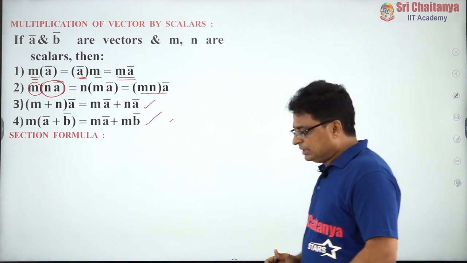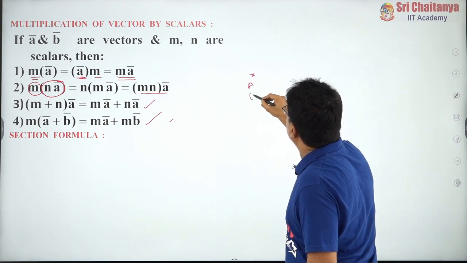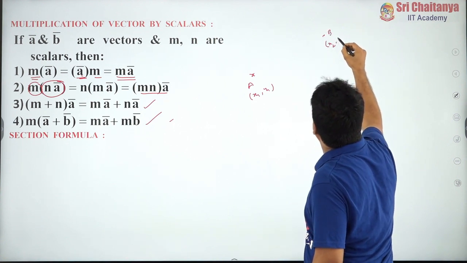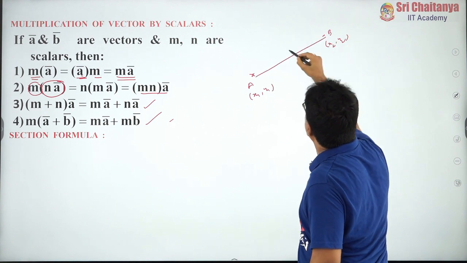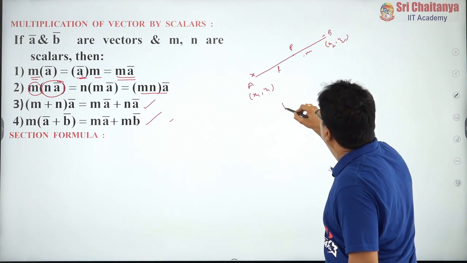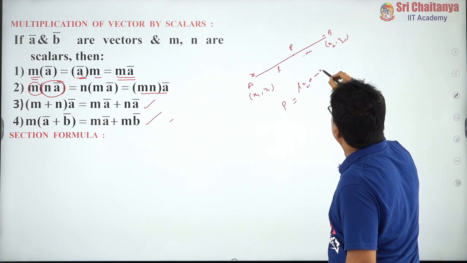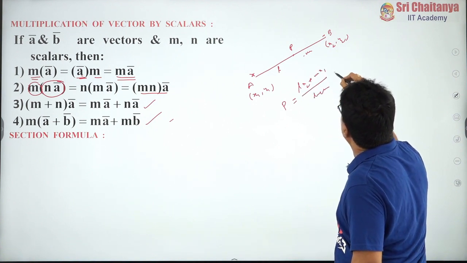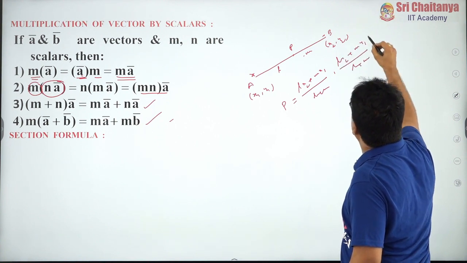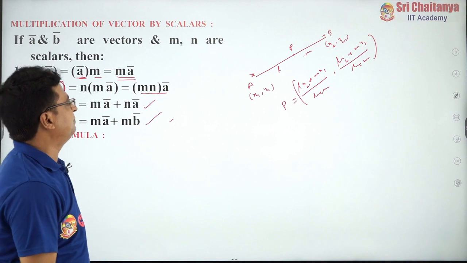Now, the section formula. What is the section formula? In general, in coordinate geometry, suppose A is a point having coordinates x1, y1 and B is a point having coordinates x2, y2. If a point P divides the line segment joining the points A and B in the ratio L is to M, then the coordinates of point P are given by (Lx2 plus Mx1 by L plus M, comma Ly2 plus My1 by L plus M). This is the section formula in two-dimensional geometry.